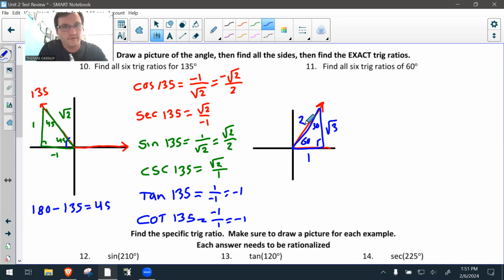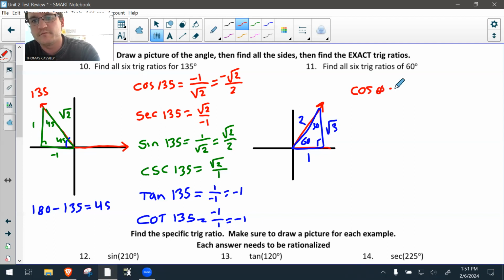Now, the hypotenuse on these is always positive. The 1 and the square root of 3 are going in the positive direction, so those are also positive numbers. So our triangle is correct here. Now filling out all of the trig ratios, we're good to go here.